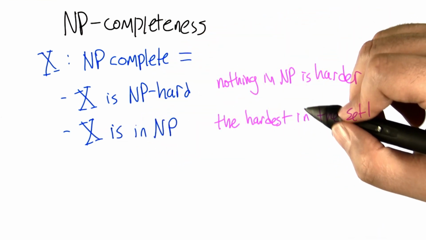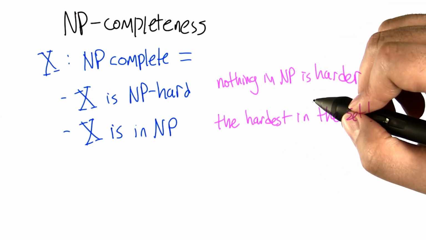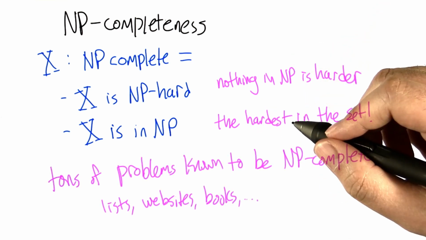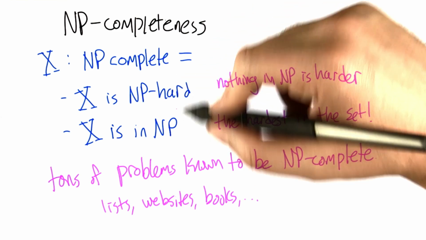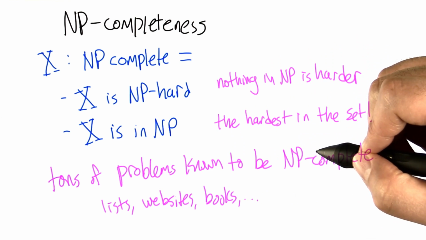So it's in the set, and it's as hard as anything in the set. So it is, in fact, the hardest in the set. And though it may seem a little weird to satisfy both of these at the same time, there's actually tons of problems known to be NP-complete.